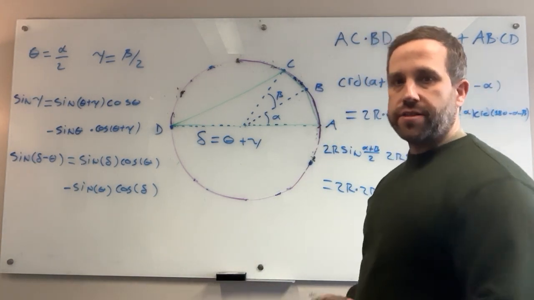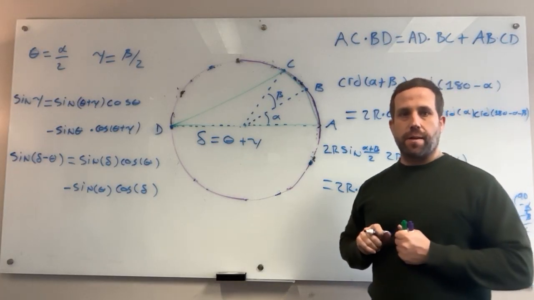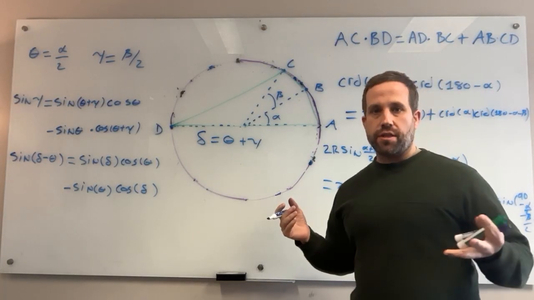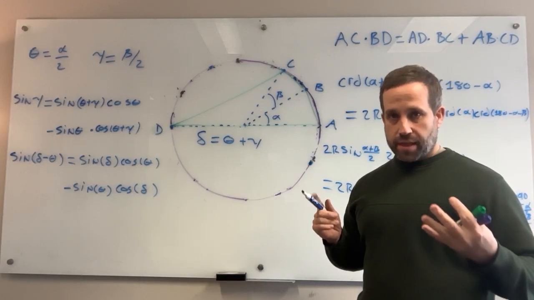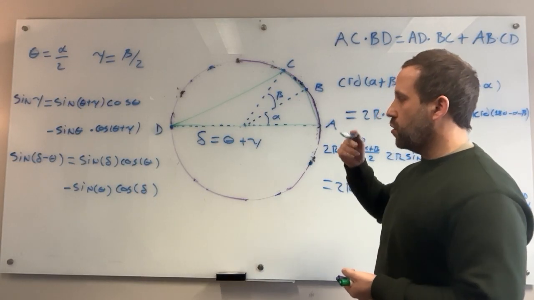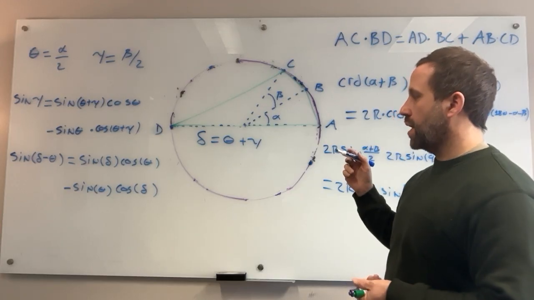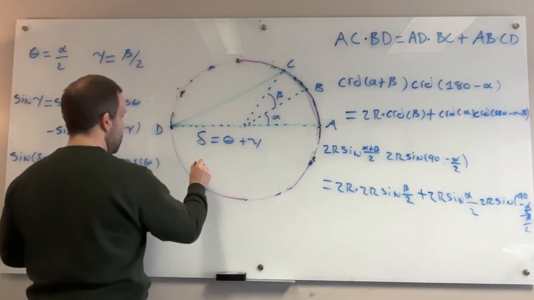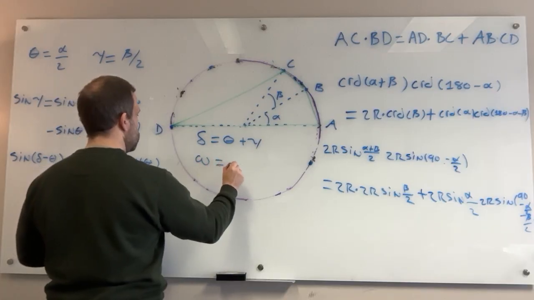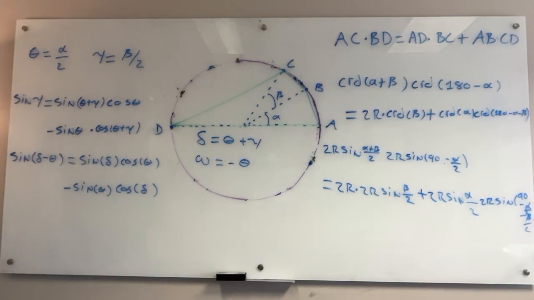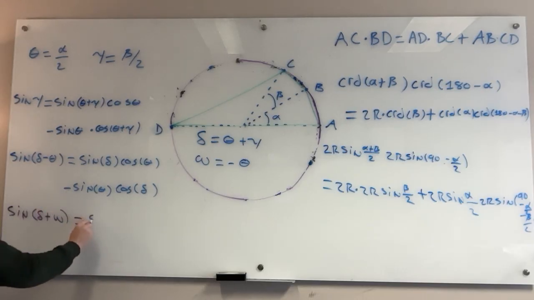Okay, now I want to do one other thing that sort of uses some facts about trig functions that I haven't proven, and this is going to be that cosine is an even function and sine is an odd function. And I'm going to bring in a new variable, omega. Omega is going to be equal to minus theta. Okay, so how are things going to change over here? Well, sine of delta minus theta is going to be sine of delta plus omega. And then sine of delta just stays sine delta.